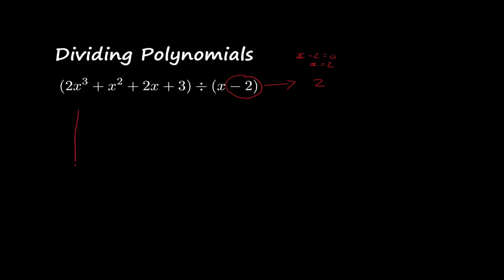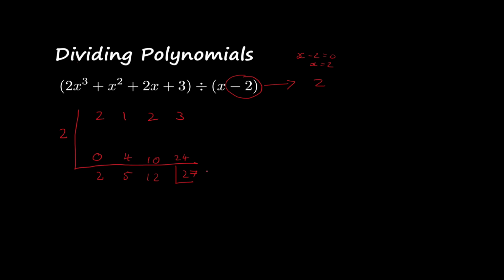When you set up your synthetic division, you have a 2 here from there, and then you just want to take your coefficients and line them up. So this is 2, and then x squared is 1, x is 2, and then the last term is 3. So 0 goes to 2, 2 times 2 is 4, 4 plus 1 is 5, 5 times 2 is 10, 10 plus 2 is 12, 12 times 2 is 24, 24 plus 3 is 27.